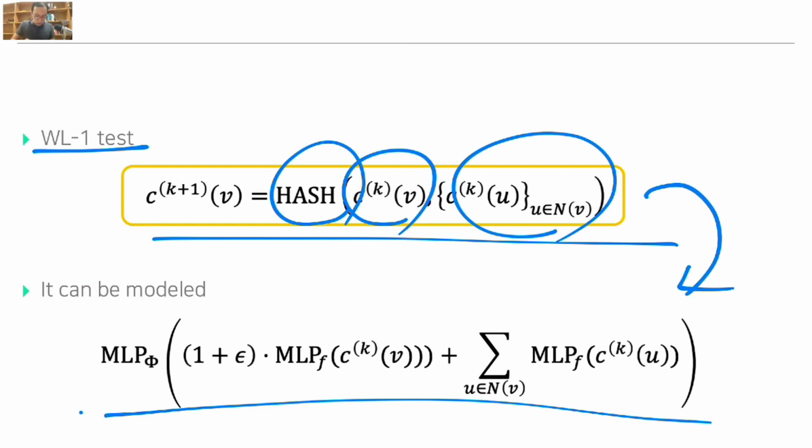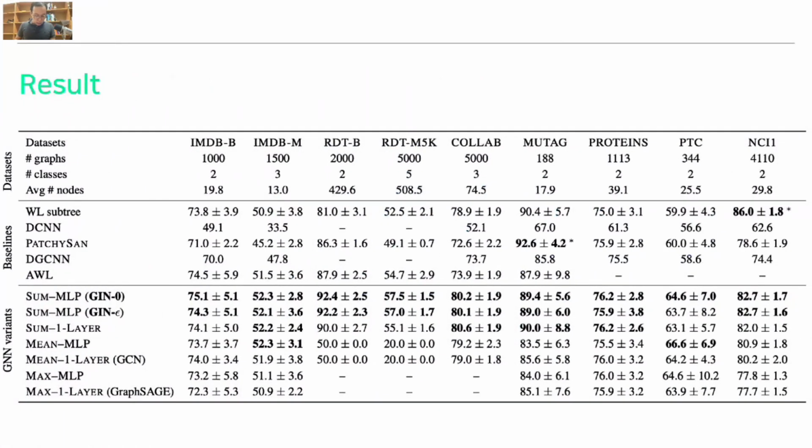So the difference is that the hash function is used in the MLP. That is the difference, and we use this for the injective property. Alright, so when you see the result in the table, the GIN-based result shows consistent improvement in most of the datasets.